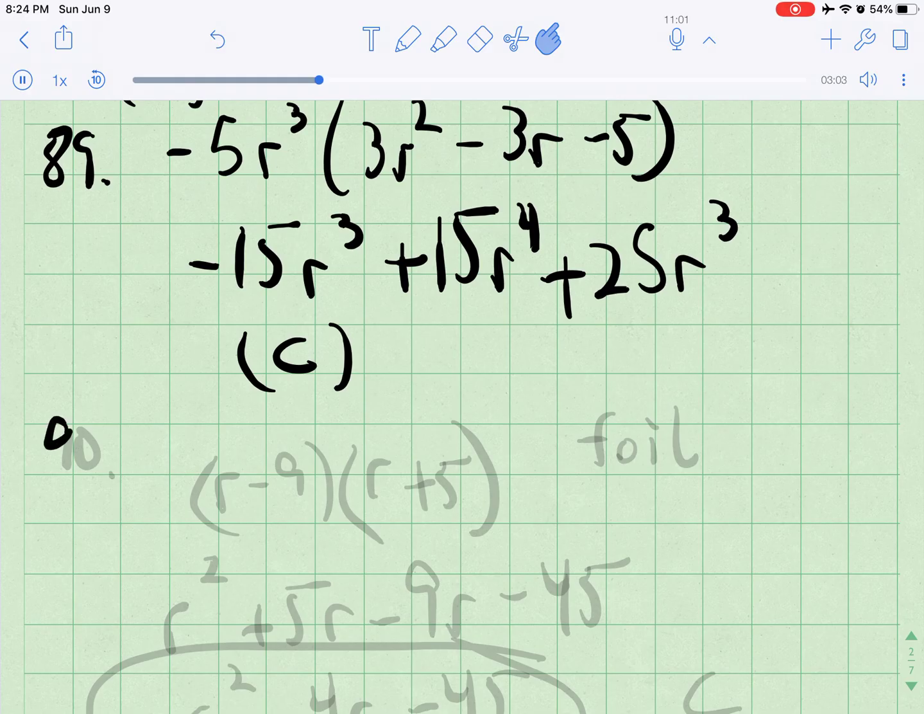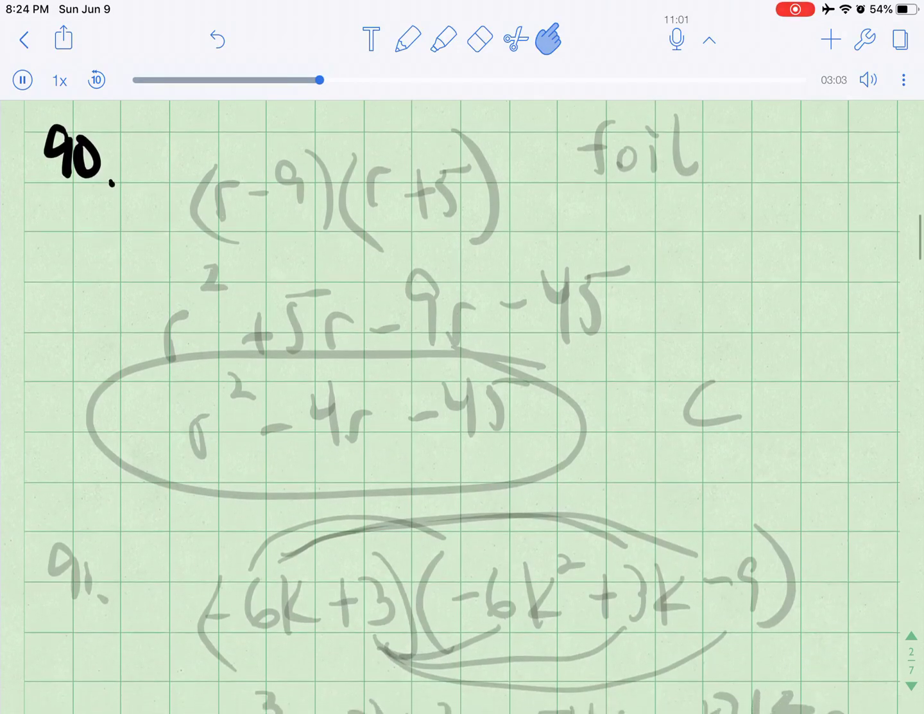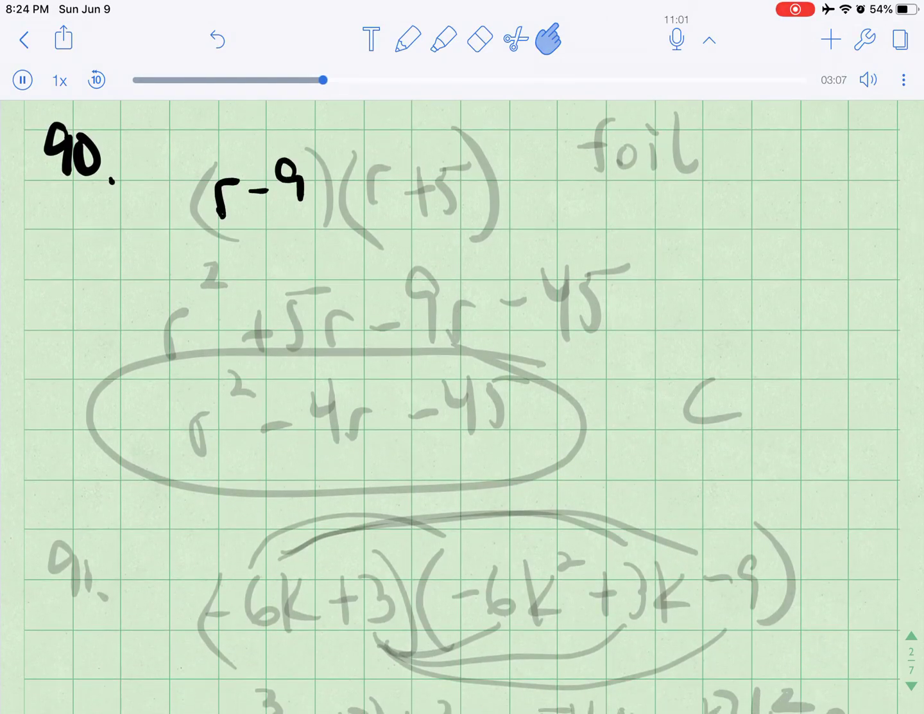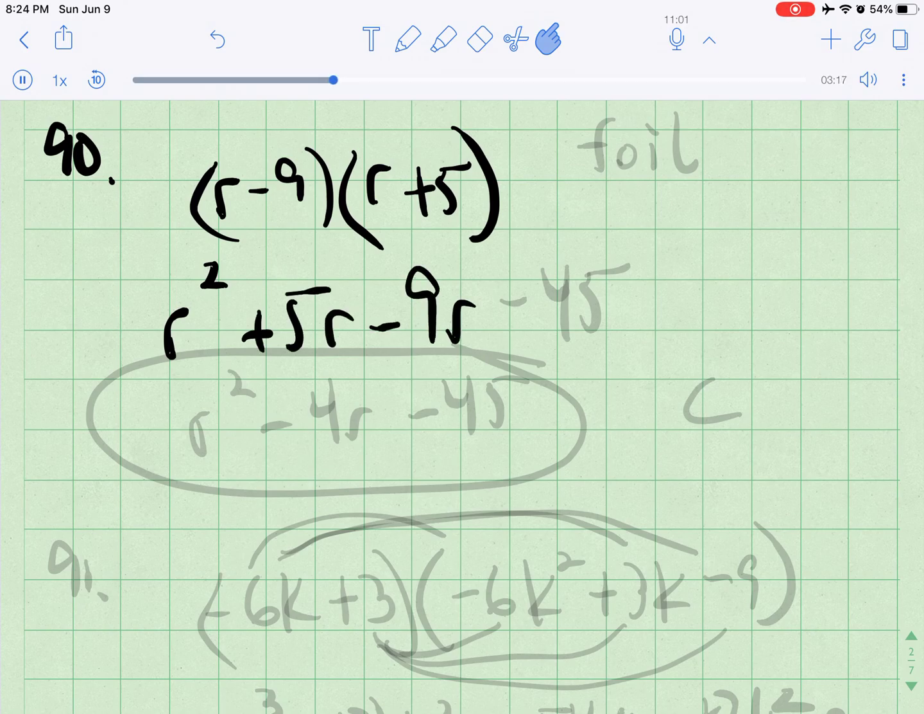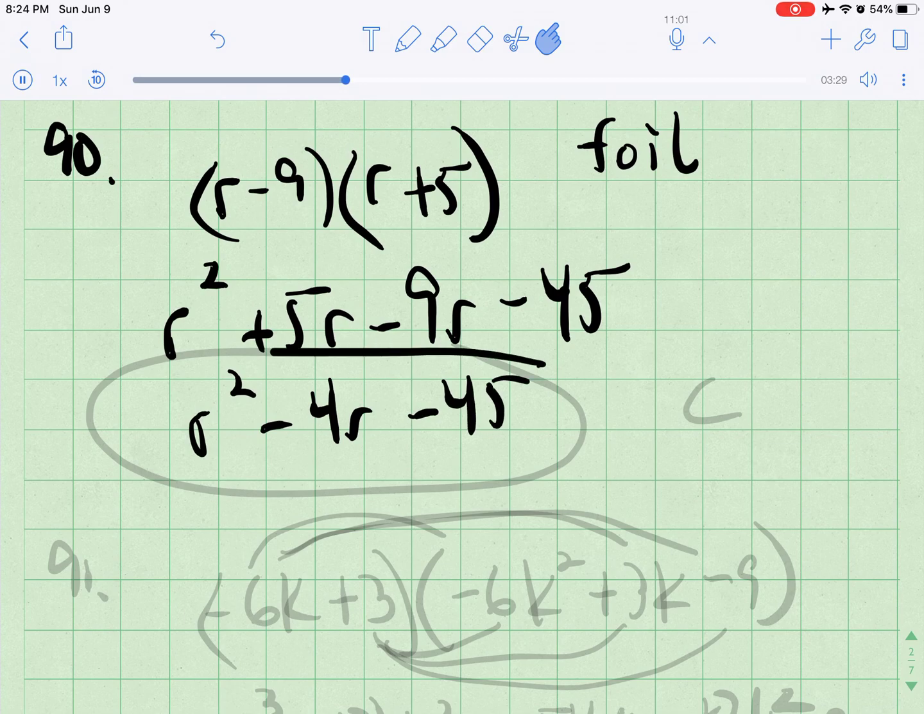90. R minus 9 times R plus 5. This is R squared plus 5R minus 9R minus 45. This is the FOIL process. First, outer, inner, last. So this is R squared minus 4R minus 45. 90 is C.